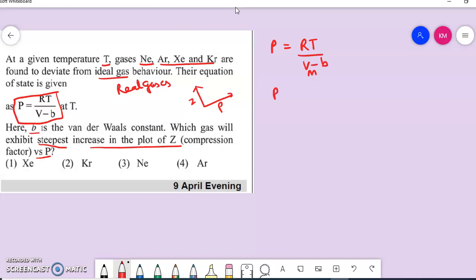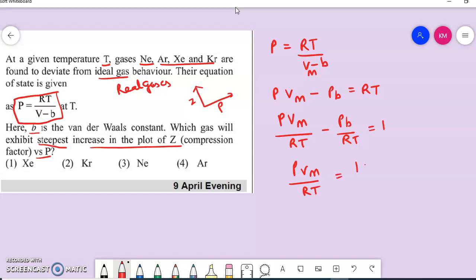So based on the given expression, P is equal to RT upon V minus b. Taking molar volume, I can write this as PVm minus Pb is equal to RT. If you divide the whole equation by RT, then PVm by RT minus Pb by RT is equal to 1. So PVm by RT is equal to 1 plus Pb by RT. So PVm by RT is nothing but Z. So Z is 1 plus Pb upon RT.